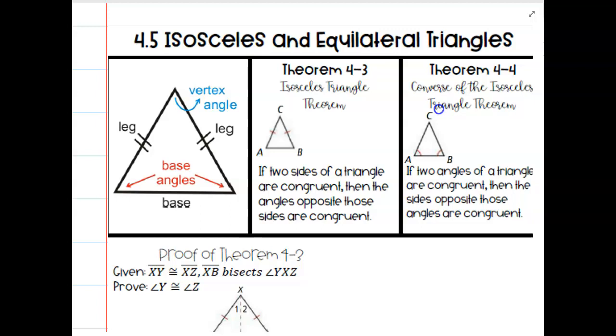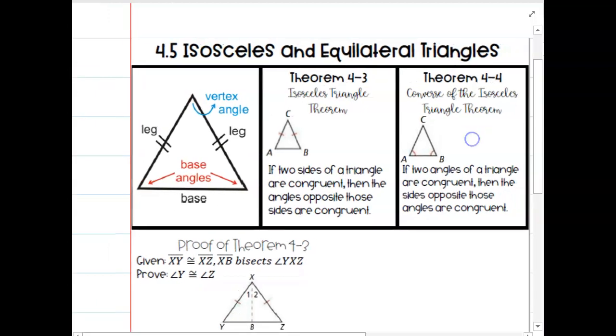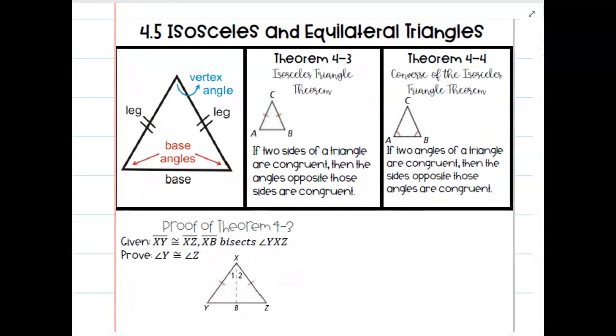Okay, so today we're talking about isosceles and equilateral triangles. To start off, the main focus today is isosceles triangles. Equilateral triangles are kind of thrown in there as well. An isosceles triangle, a word you've probably heard before even if you're not super familiar with it, has two congruent sides. Now the two congruent sides are called the legs.